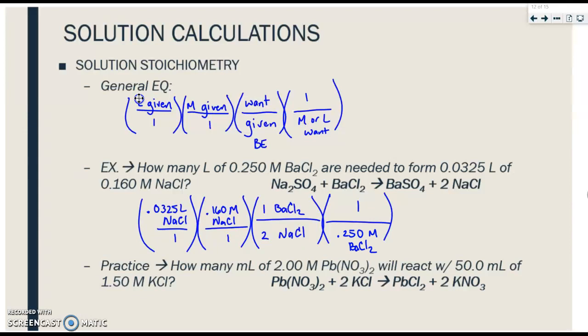Then moles divided by molarity gives me liters based on my triangle. And you should end up getting 0.0104 liters for your answer. Okay. At this time, you should pause the video and try the second practice problem there. Since it's asking for milliliters and it gives you milliliters, you can keep it in milliliter form. Okay. So pause the video now and try it.